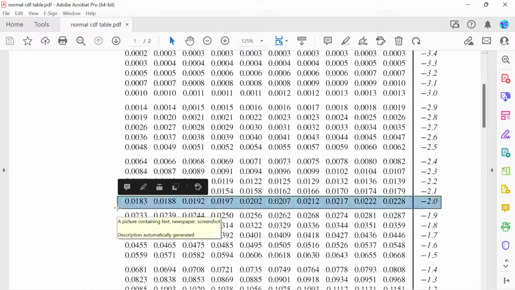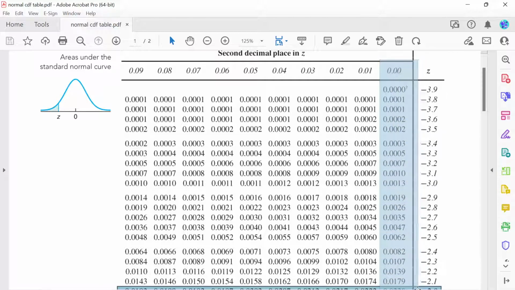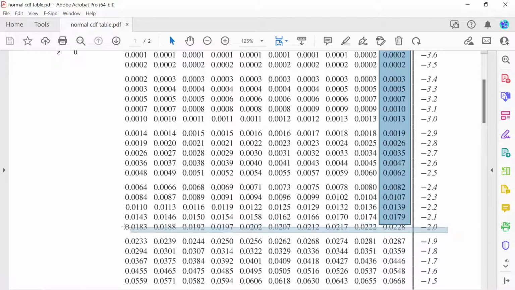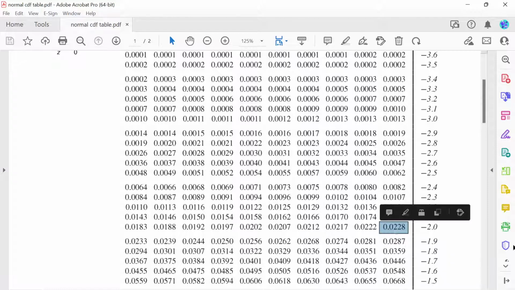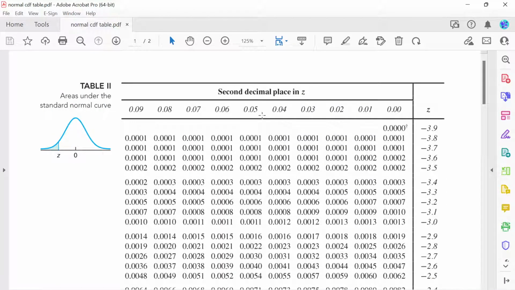So I'm looking in that line, and then my second decimal place is also 0, so I'm looking in this column that starts with 0.00. Okay, so I'm looking in this column and this row. Hopefully you guys can see where the column and the row overlap, right here. Again, I'm looking in the row for z equals -2.0, and up here at the top is where the second decimal place is indicated. So if your second decimal place is 0, you're looking in this first column. If your second decimal place is 1, you're looking in this column. If your second decimal place is 2, you look in this column, okay, and so on.